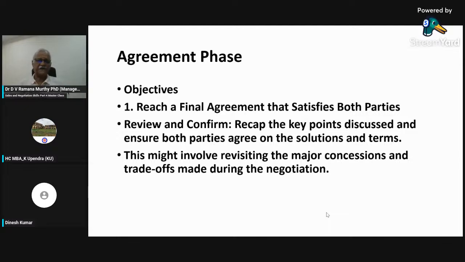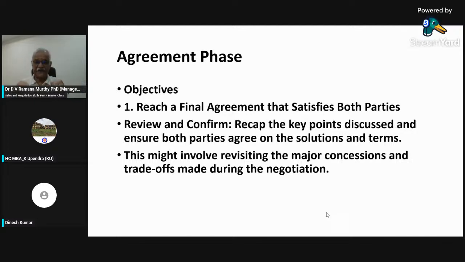So the objectives are, one, reaching a final agreement that satisfies both the parties. First, you have to review and confirm. Recapitulate all the key points discussed for both the parties, what concerns were raised from the client side, and what suggested solutions you are going to offer to the client. Let both the parties agree on the solutions and terms.